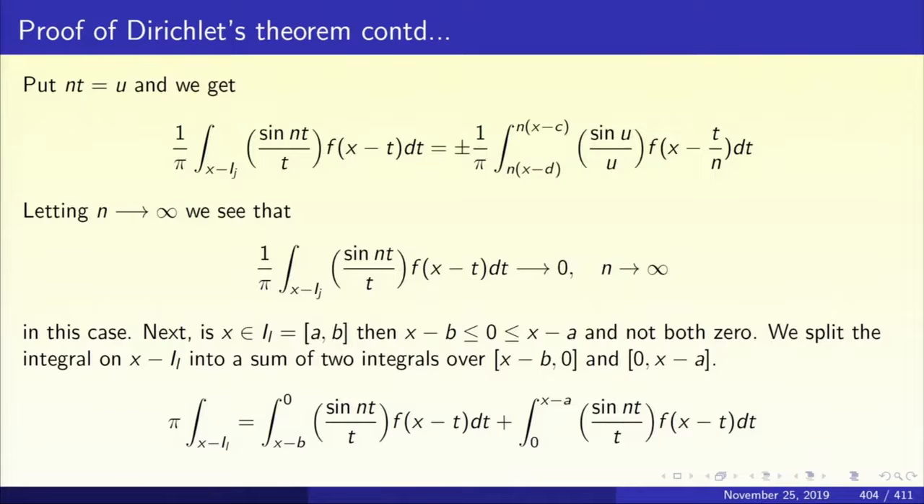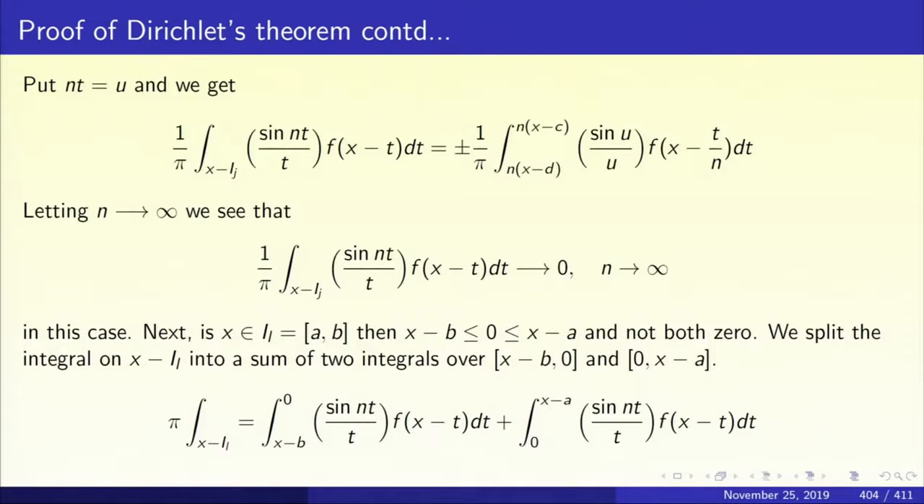Now let us consider the case when x is in one of the intervals IL. So let us call IL to be the closed interval AB. So x minus b and x minus a have opposite signs this time. They don't have the same sign, they have opposite signs, and both cannot be 0 because x can be the left endpoint or the right endpoint. Now we split the integral on x minus IL into a sum of two integrals, one from x minus b to 0 and the other from 0 to x minus a.